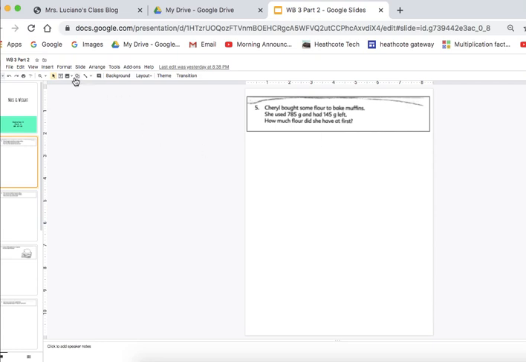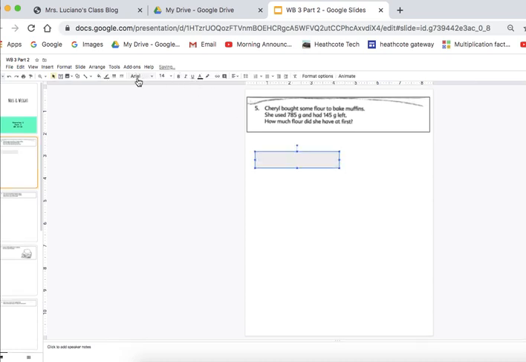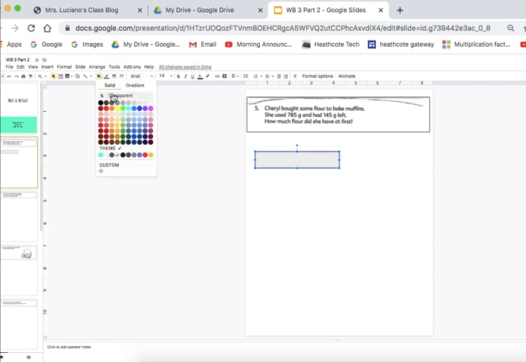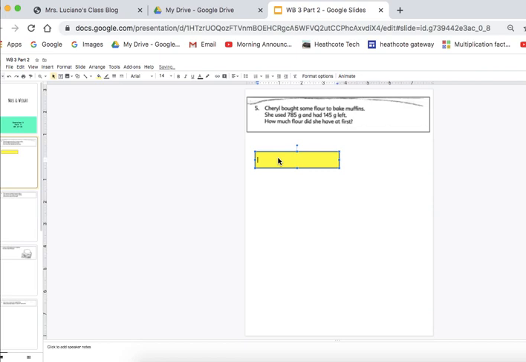So if I were to draw a bar model, I would come up here to shapes. I would choose a rectangle, and I'm going to draw 785 grams. And then I'm going to draw next. I can make the line a little thicker around the side. I can change the color if I want inside. I wouldn't do too dark of a color, but let's maybe choose yellow. And then if you click inside, you can actually type on it. I'm going to make this centered, okay? And I'm going to label that 785 grams.